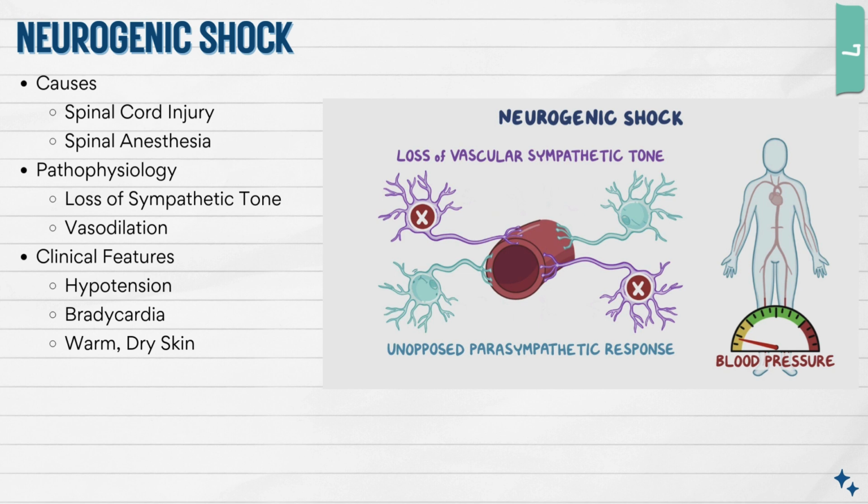Unlike other shock types where the heart speeds up to compensate, neurogenic shock often presents with bradycardia because of unopposed parasympathetic stimulation. Clinically, patients will have hypotension, bradycardia, and warm, dry skin, because remember the blood is pooling. They're going to have warm skin due to that vasodilation. Recognizing these signs is essential because the treatment focuses on restoring sympathetic tone and supporting cardiovascular function.